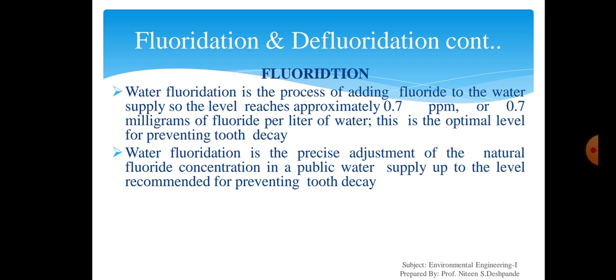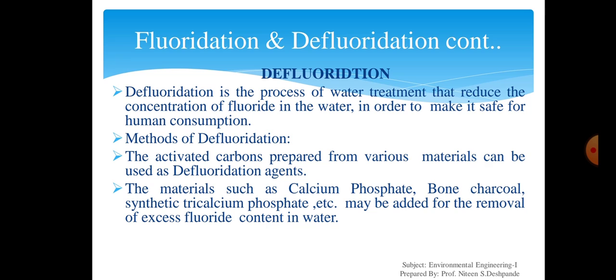So, water fluoridation is the precise adjustment of natural fluoride concentration in a public water supply up to the level recommended for preventing tooth decay. So, this is what fluoridation is. Now, the excess fluoride present in the water we have to remove, and the process of removing fluoride from the water is called defluoridation, in order to make it safe for human consumption. The methods of defluoridation: we can reduce or remove the fluoride by using defluoridation agents.